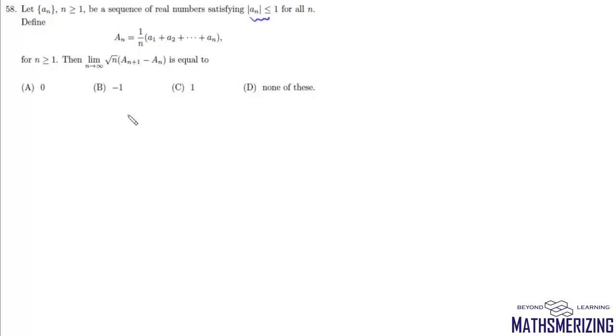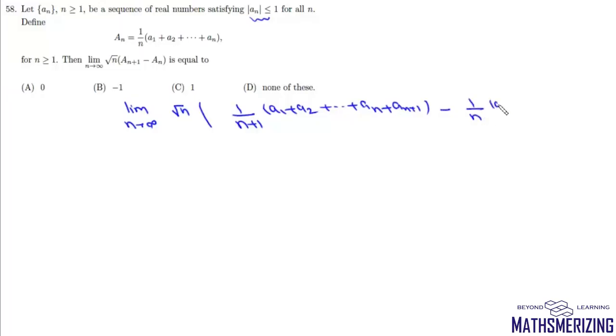Now we look at this limit, we can write this as limit n tends to infinity under root n. Now what is A_{n+1}? It is nothing but 1 upon n plus 1 (a1 plus a2 plus ... plus an plus a_{n+1}) minus 1 upon n (a1 plus a2 plus ... plus an).